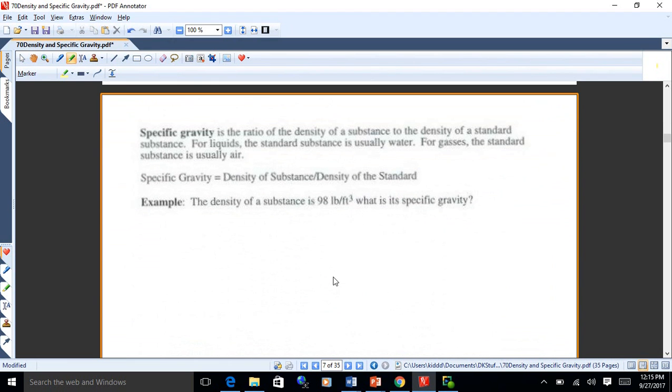All right, now let's have a look at specific gravity. With specific gravity, you compare something to the density of a standard. Typically for liquids, the standard is water, and for gases, the standard is air. The use of this is that there's a handbook, probably online now, that emergency responders carry with them, and it has the specific gravity of different substances.